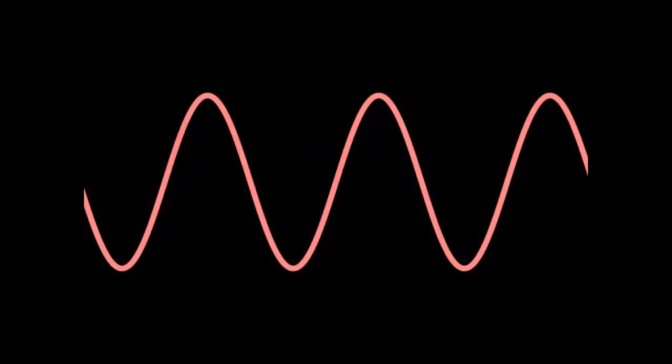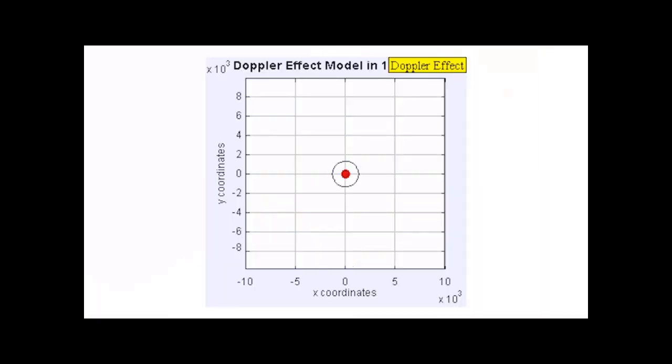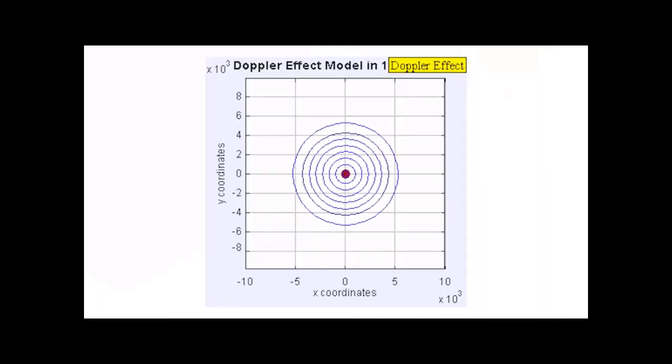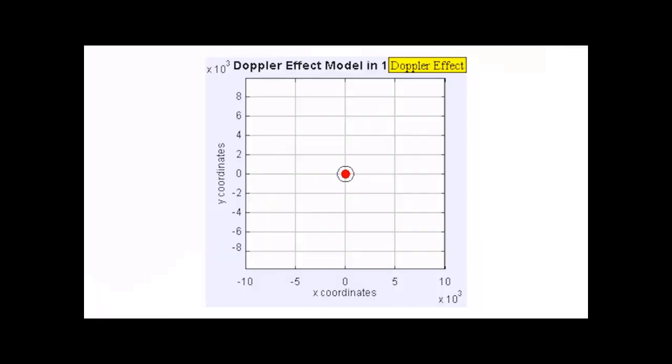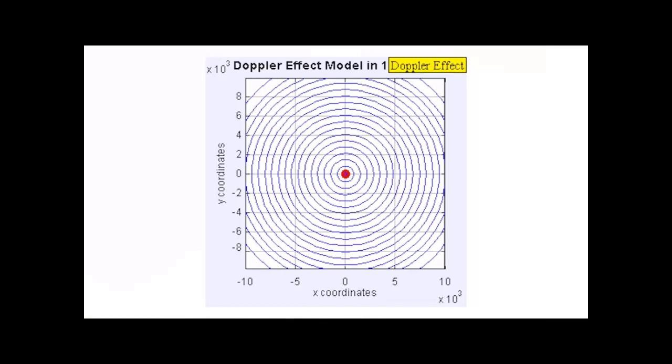Sound travels as a wave, with crests and troughs. If you were to visualize sound waves, they would look like spheres emanating from the source of the sound, with each ring representing a crest of the sound wave. The crests of the sound wave appear almost perfectly symmetrical when the object emitting the sound is stationary. However, when it starts to move, something peculiar happens.